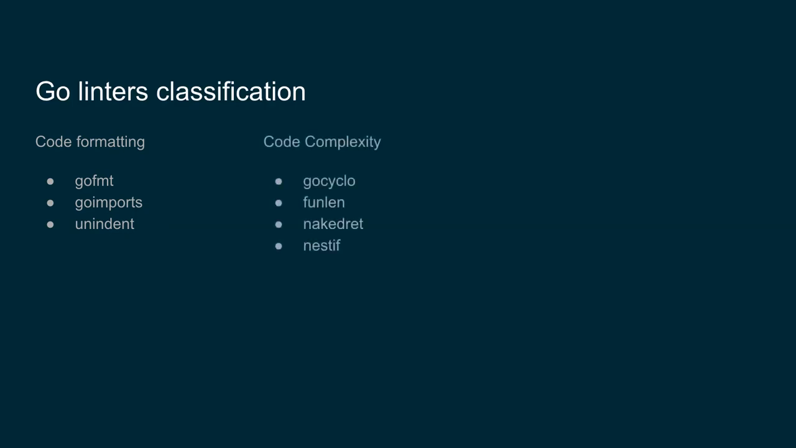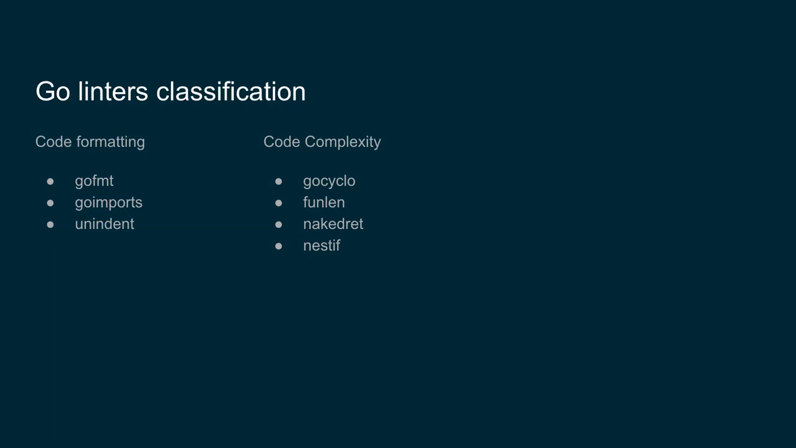Okay, code complexity: gocyclo, funlen, nakedret. Those are actually the tools that, I would say, the guys in my team liked the least, because it often complains that you have to split your function. This is the complexity. There is more complexity in nested ifs than is allowed, and so on.